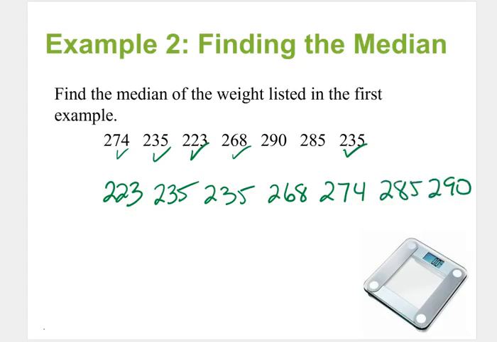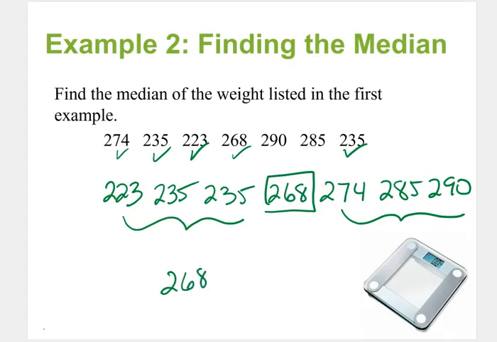So again, count 1, 2, 3, 4, 5, 6, 7. I have all 7. I have an odd number of data points. So that means I should have one right in the middle, and I do, this number right here. Notice I have 3 data points on this side and 3 data points on this side. So you should be cutting your data in half by finding that median. So the median is 268 pounds.